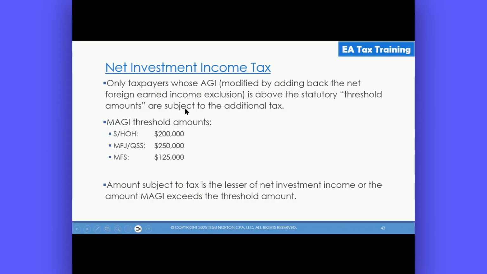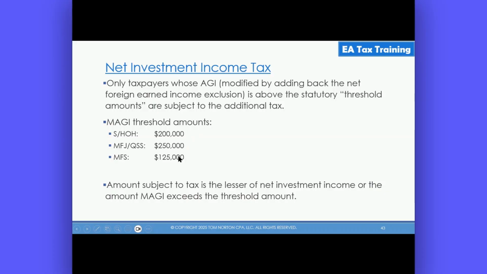So for the net investment income tax, if you are single or head of household, you use the $200,000 amount. And again, it's a threshold amount, not a phase out amount. If you are married filing jointly or qualifying surviving spouse, you use $250,000. In the other chart for the additional Medicare tax, qualifying surviving spouse is actually up here with single and head of household. So it's $200,000. For the net investment income tax, qualifying surviving spouse is on an equal level with married filing jointly at $250,000, and then married filing separately is half that amount at $125,000.